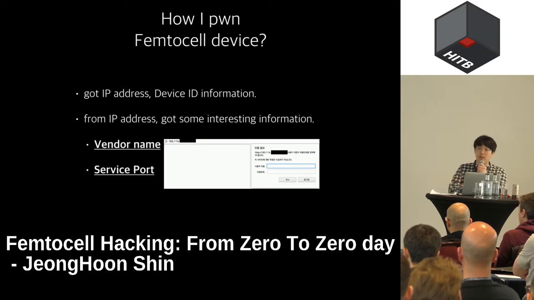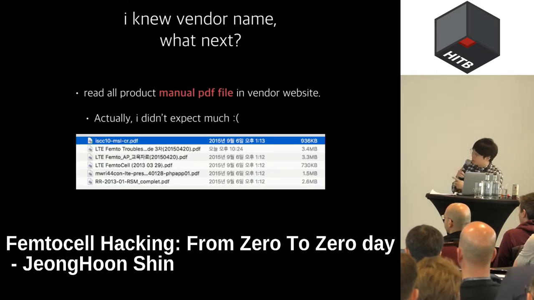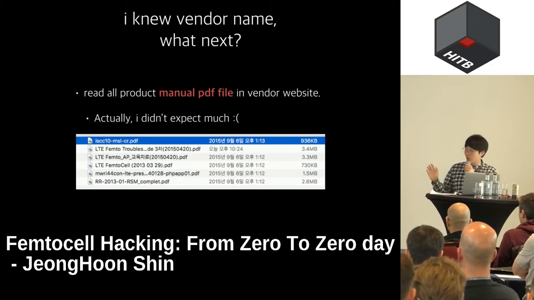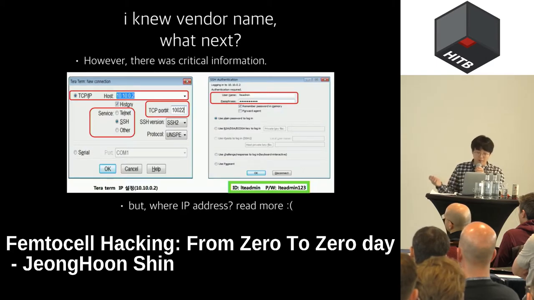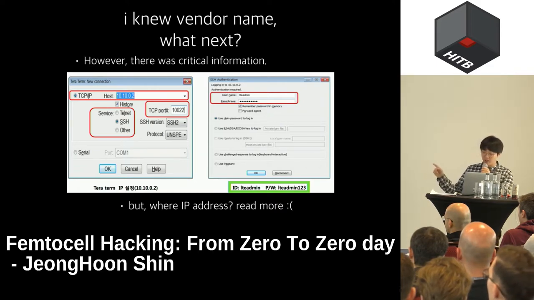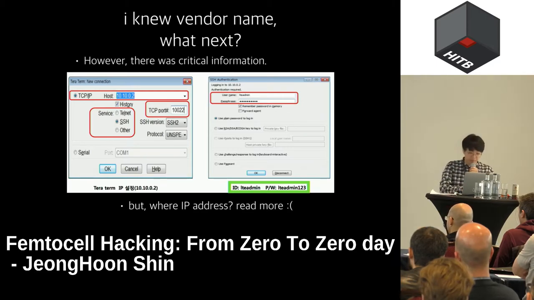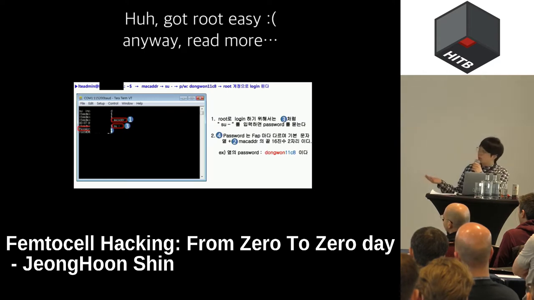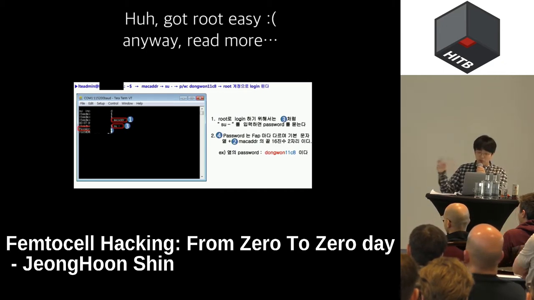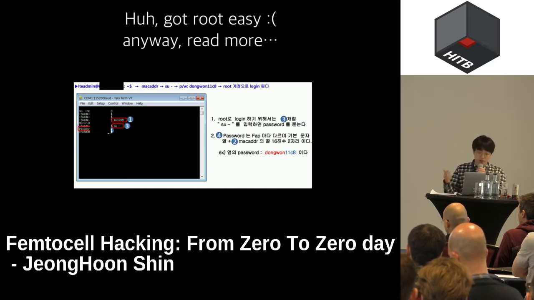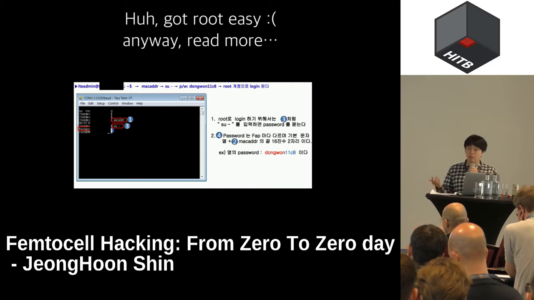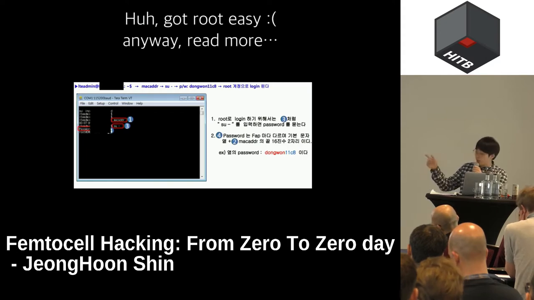So I went to the vendor website to figure this out. I read all the operational manuals for Femto products, and I didn't really expect to find much. But I happened to discover critical information. It was about the SSH port and the ID and password of a normal user. But no information on the IP address was to be found, right? I also found a root password format. The format was a fixed string like a dong one plus the last two digits of the MAC address, which means that with just the su command, we can easily become root. But once again, I could not find the information on the IP address.